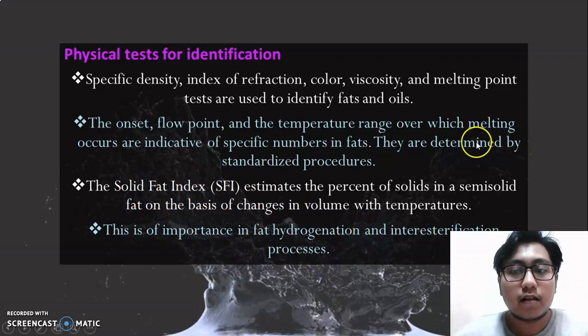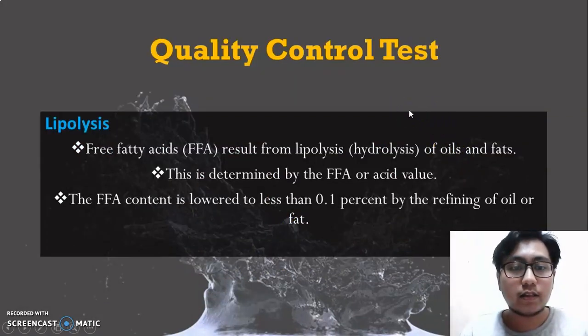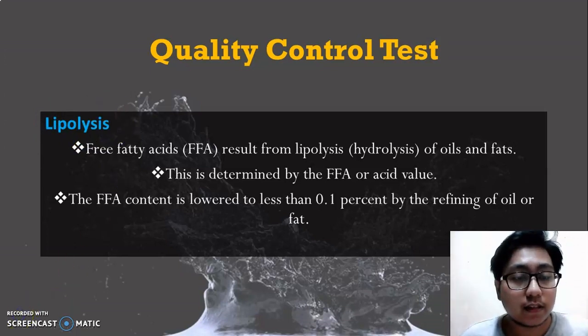Okay. Next. Alright, so the last part is quality control test. Quality control test is basically self-explanatory in its name. It is a series of tests used for quality control. Alright, so the first test is lipolysis.